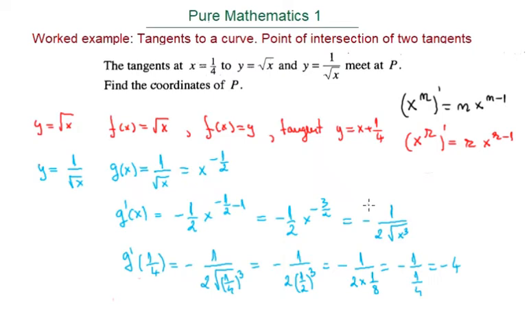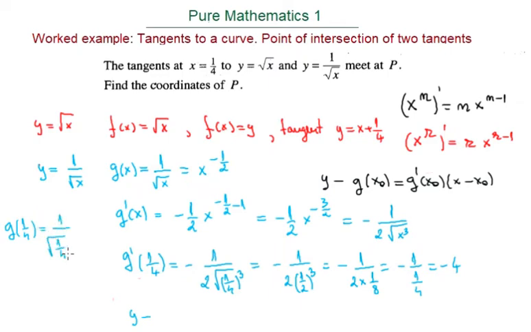Same as before, the formula for the equation of the tangent to the graph will be y minus g of x0 equals g dashed of x0 times x minus x0, where x0 is equal to 1 over 4. So then we can replace this and get y minus, we need g of x0, so we need g of 1 over 4, which is 1 over the square root of 1 over 4.